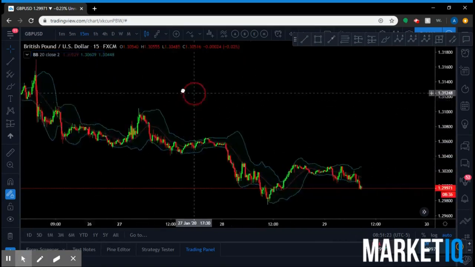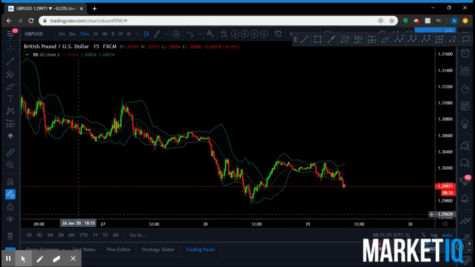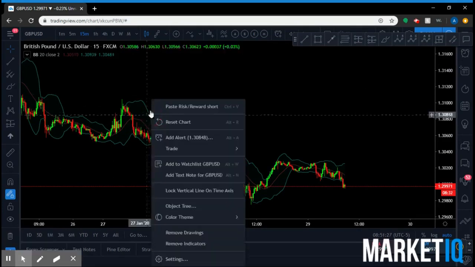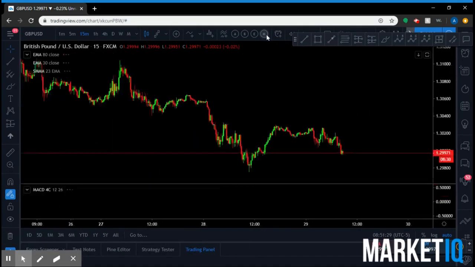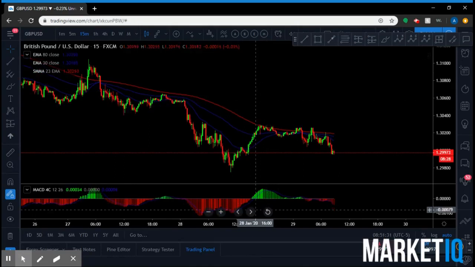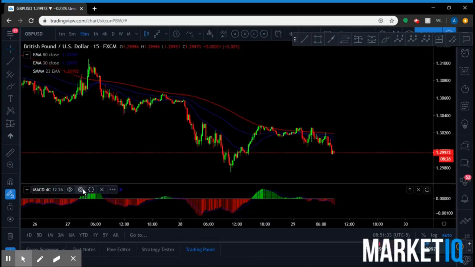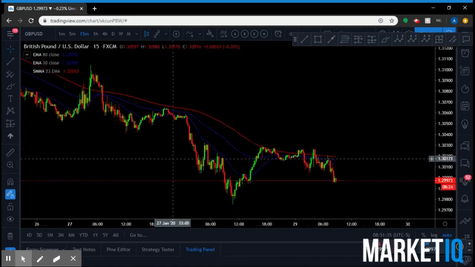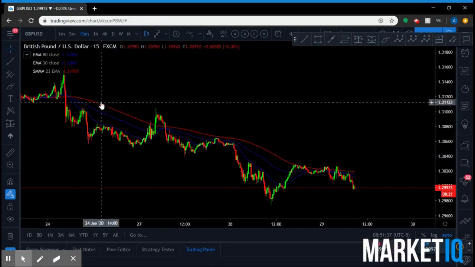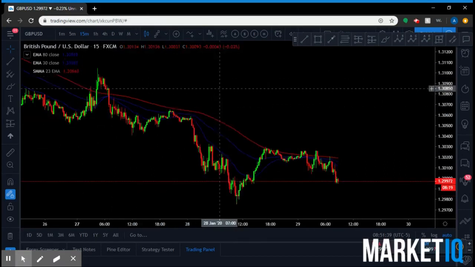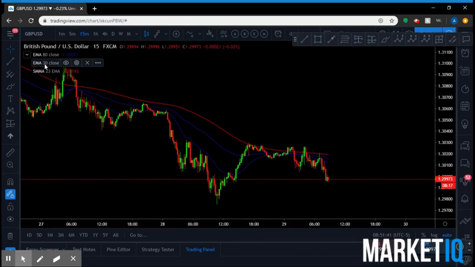Okay, so let's say we're on the 15 right now. Get rid of these Bollinger Bands. Actually, I'll just bring this up here. Get rid of the MACD for now, I'll bring that back up later. So these are the moving averages that I use. And just to give you an example of what I was just mentioning, like to set the time period on it, this one says 80 close.